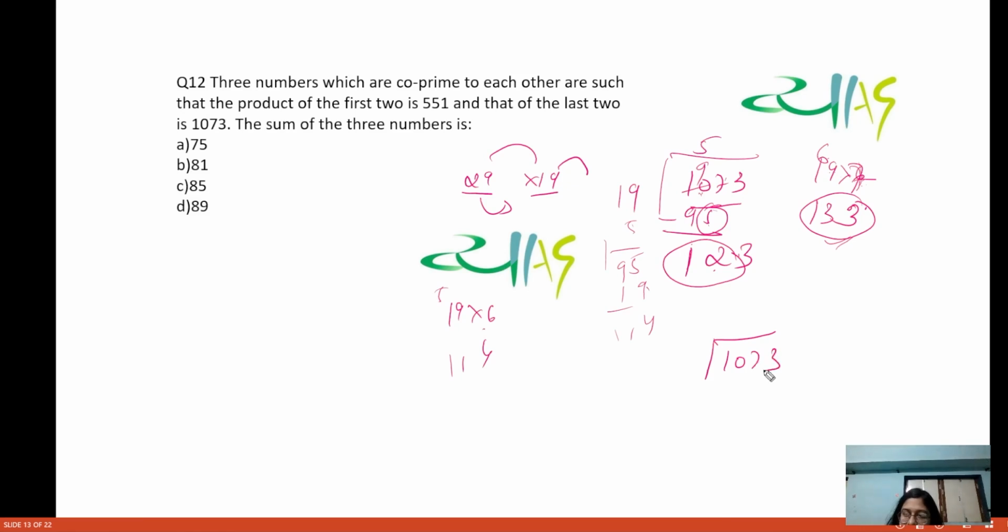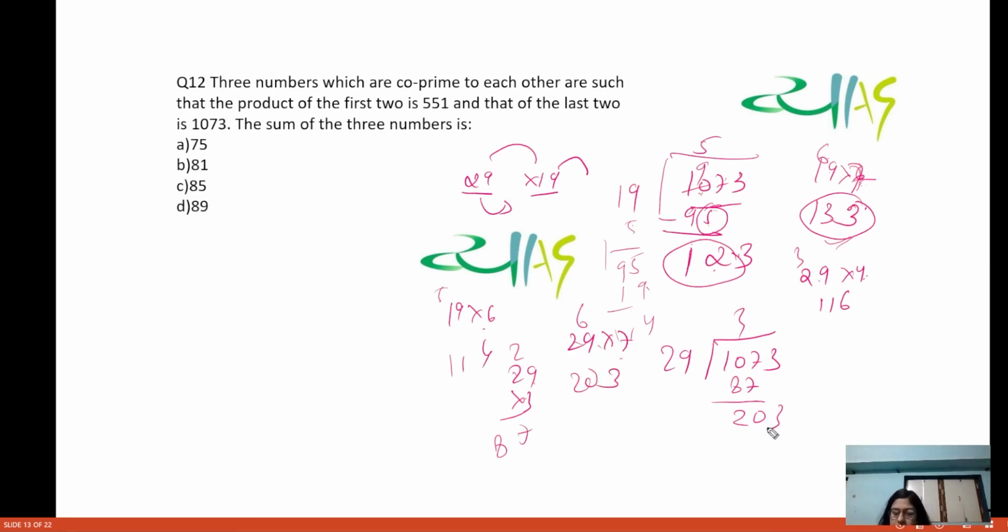So 1073, let us check with 29 as well. So 29, 4 times, let us check. 9 fours are 36, 3 carry over, 2 fours are 8, 11. OK. So let us check with 3 itself. 27 and 2, and this is 236 and you have 87. OK, you have 87. So now you are left with basically 203.